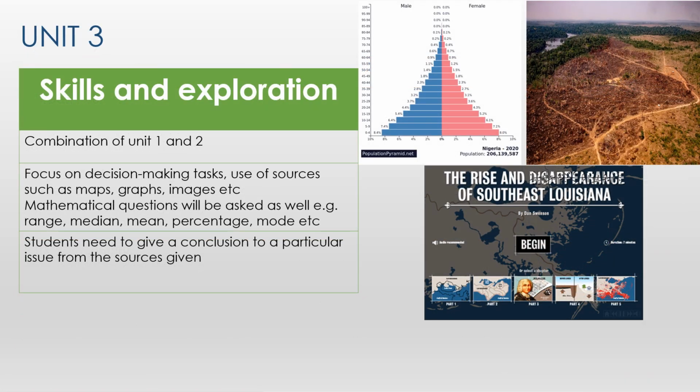Then we have paper 3. Paper 3 is called Skills and Exploration. It is a combination of paper 1 and paper 2, and students are given a wide range of resources such as graphs, maps, pictures, just around particular topics like climate change, development, and they have to build on this with the knowledge that they've learned within physical and human geography.